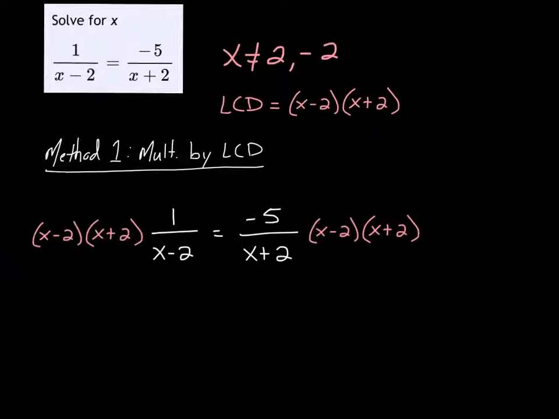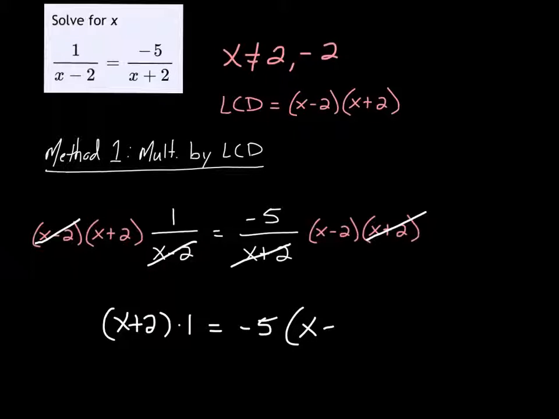this. In doing so, what this multiplication by the least common denominator does is cancel the common factors in the multiplication in the denominator of each of these. So on the left hand side the x minus 2's cancel, on the right hand side the x plus 2's cancel. So now on the left hand side we have x plus 2 times 1, and on the right hand side we have negative 5 times x minus 2. This is the main goal of the work we're doing.